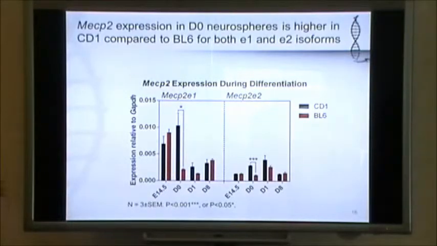In addition to this difference in expression at this one time point, we also see for the E1 isoform a different expression program, where from day 0 to day 8, the expression of the E1 isoform will decrease, whereas in the black 6 mice, the expression from day 0 to day 8 increases, so that at day 8 we have roughly the same value.